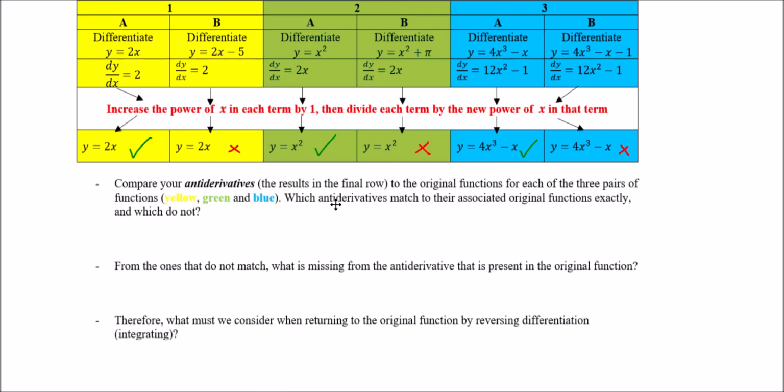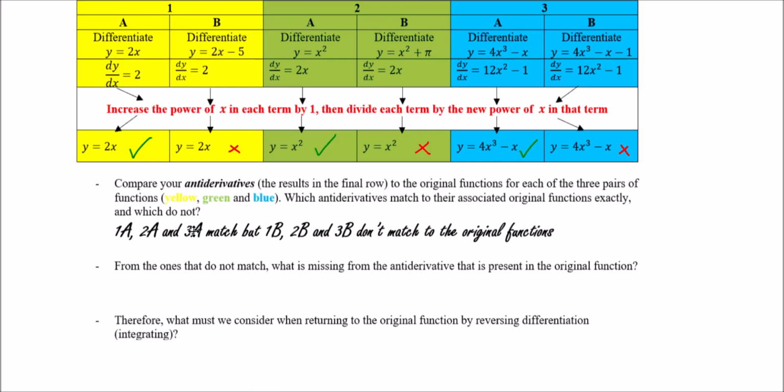Antiderivative means opposite. So one way you could think of an integral is as an antiderivative, the reverse process. So which antiderivatives, these on the bottom row, match? Well, like I just mentioned, 1a, 2a and 3a match, but 1b, 2b and 3b don't match. So from the ones that do not match, the b ones, what's missing from the antiderivative, which was present in the original function? As you can see, this minus 5 just hasn't been accounted for.